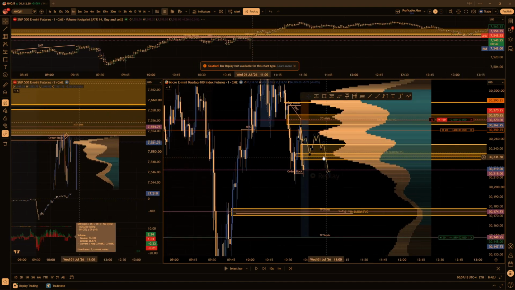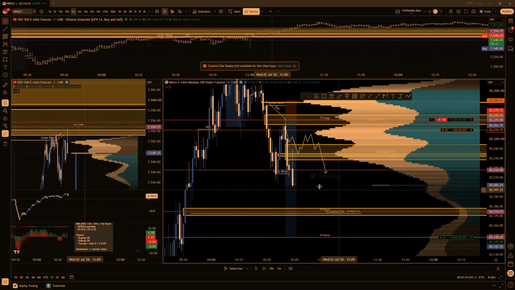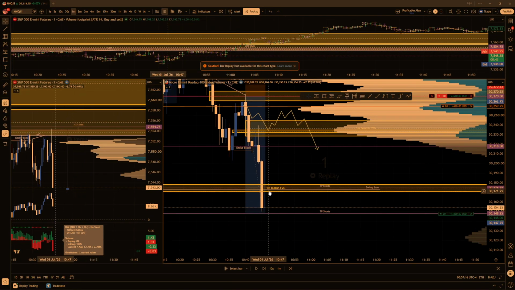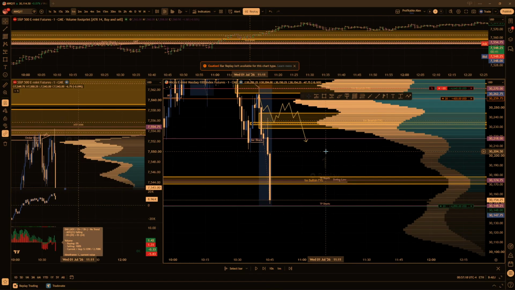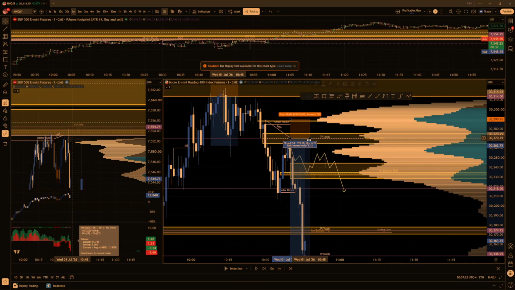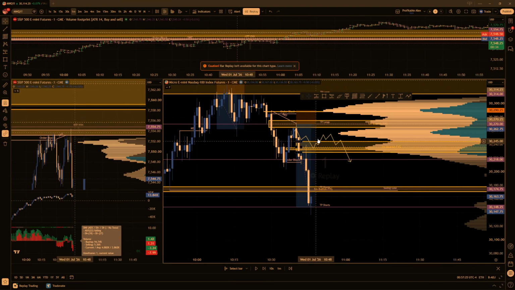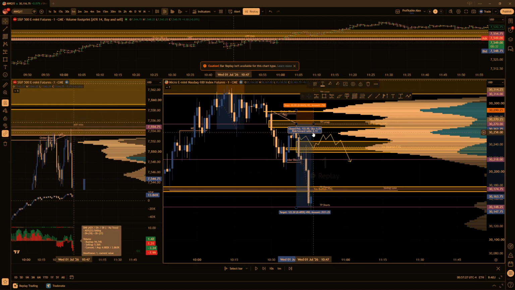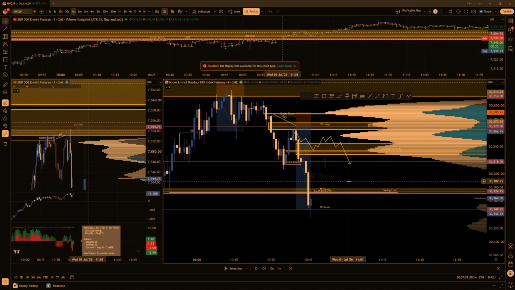All right, so there's a structure. Let's keep playing it out, and we completely reject it. This one got displaced through because the 4 hour wins, and done. And that's a 1 to 6 RR. So easily done with just a volume profile.